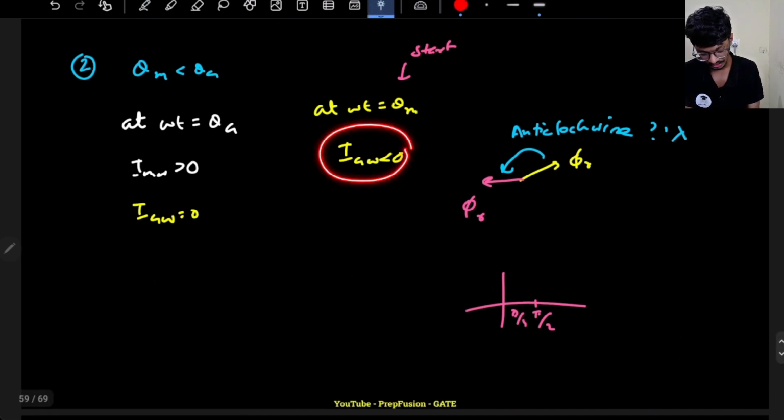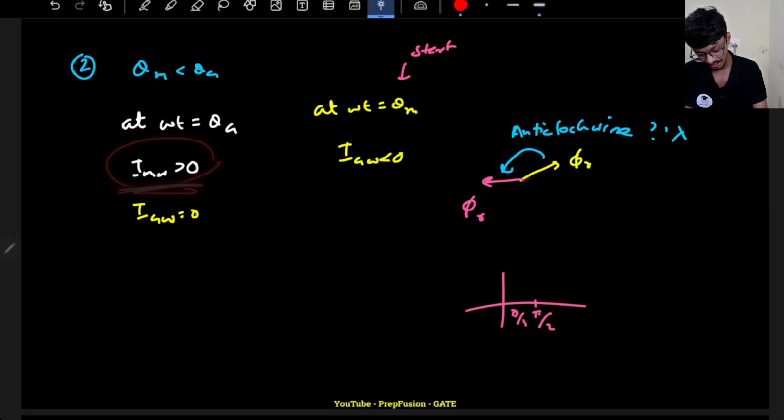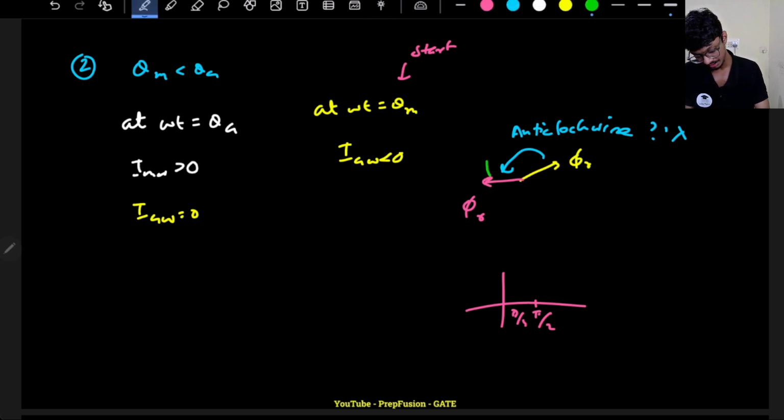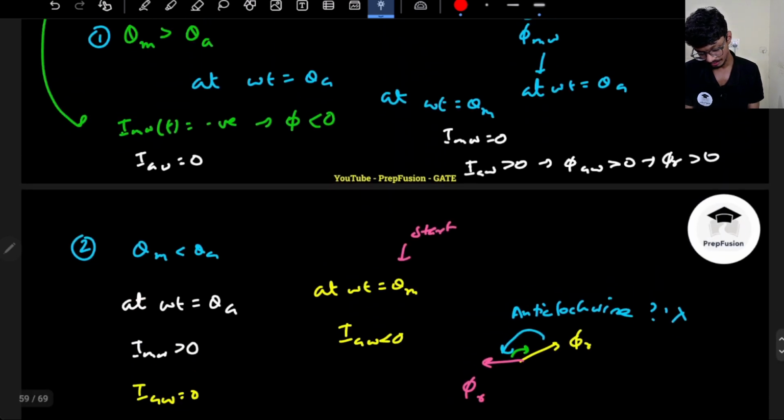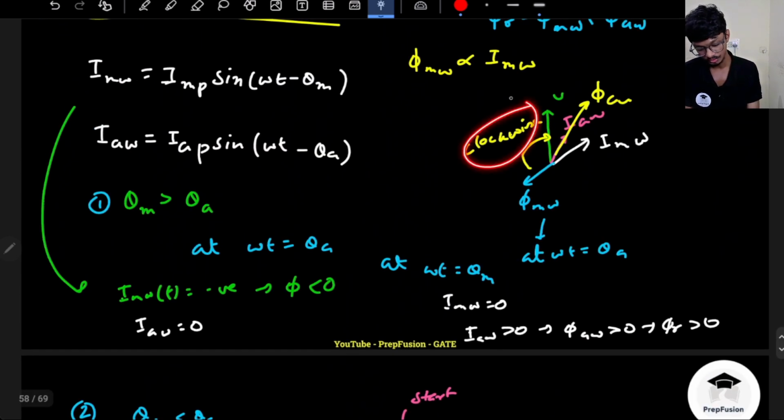In the starting point, my auxiliary winding current is negative, that is here. Then at omega t equals theta a, which is the greater value, my main winding current is positive, that means my resultant flux will be here. So actually the direction of rotation will again be clockwise. I will start from here and go in this direction, so it will be clockwise. I hope now it is clear why this will be clockwise, this anti-clockwise, this clockwise. When this becomes cos, then the direction of rotation can also change. I hope it is clear.